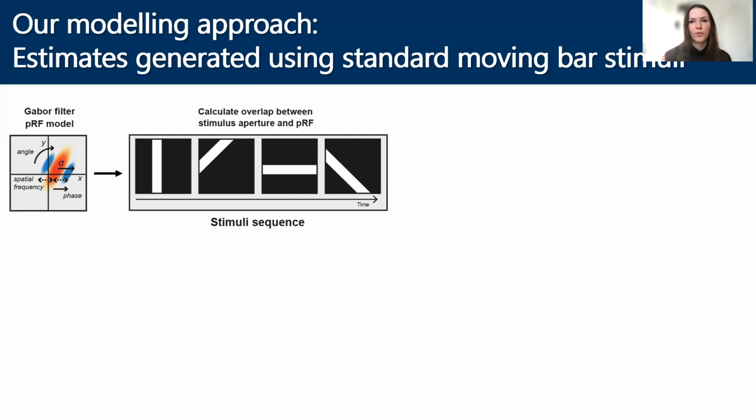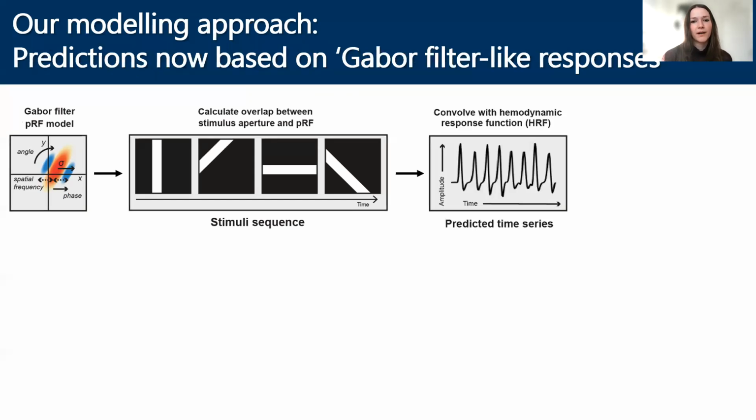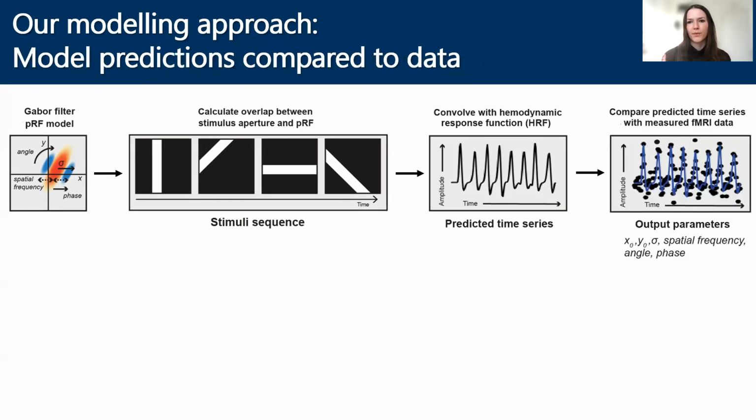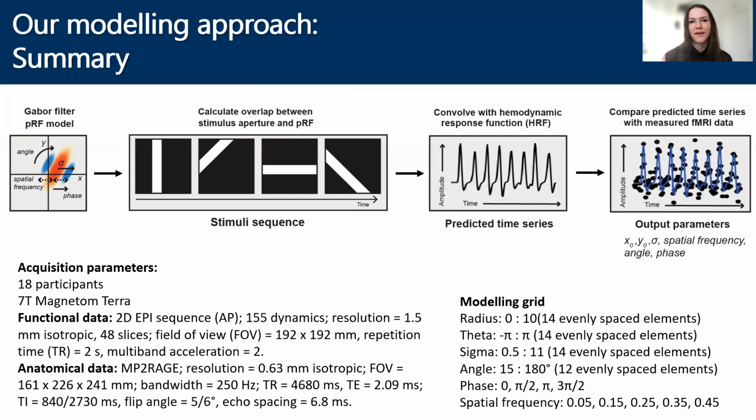In this case, it is the moving bar stimuli. Afterwards, we convolve this with the hemodynamic response function, which allows us to obtain multiple predicted time series with many different combinations of parameters, which we can then compare with the data that we obtain in the scanner when participants are engaged in the moving bar visual task. Now, for any technical details, please feel free to contact me in your own time.